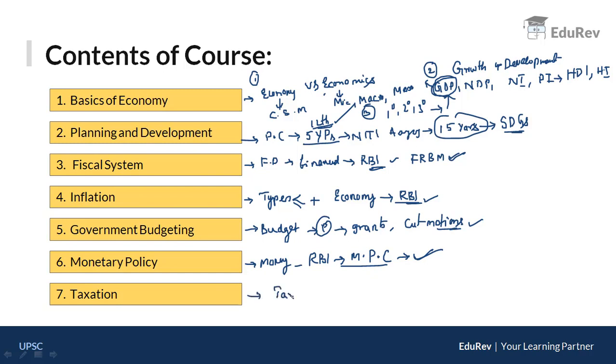Then we'll be looking at taxation. Here we'll understand what a tax is and the difference between tax and cess, and different types of taxation like progressive taxation and regressive taxation, and types of taxes like direct taxes and indirect taxes. All of them will be discussed here, along with the recent developments with respect to goods and services tax and the GST Council, and the related matters thereafter.